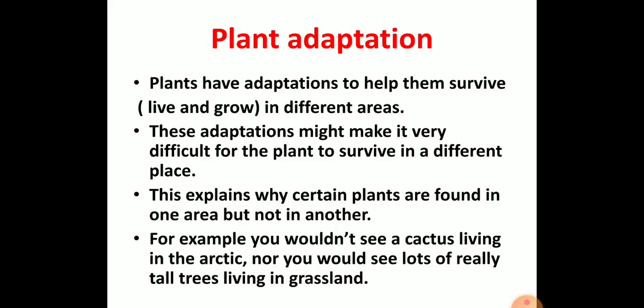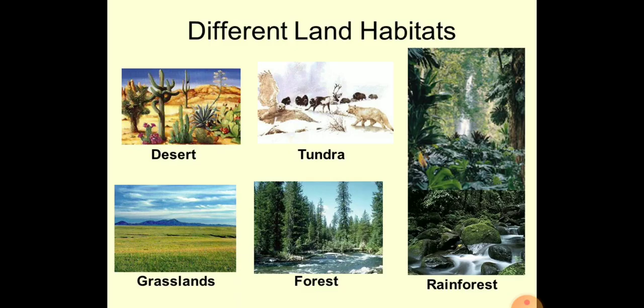So, what are plant adaptations? Plants have adaptations to help them survive in different areas. These adaptations might make it very difficult for the plant to survive in a different place. This explains why certain plants are found in one area but not in another. For example, you would not see a cactus living in the Arctic region, nor would you see lots of really tall trees living in grassland.